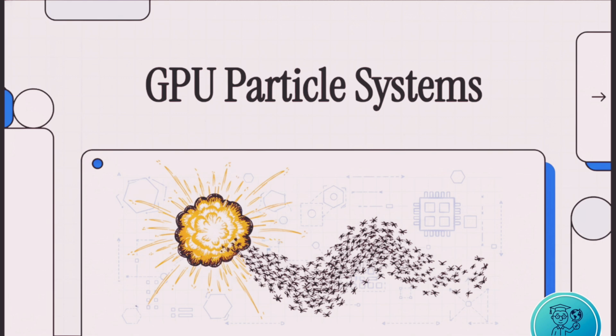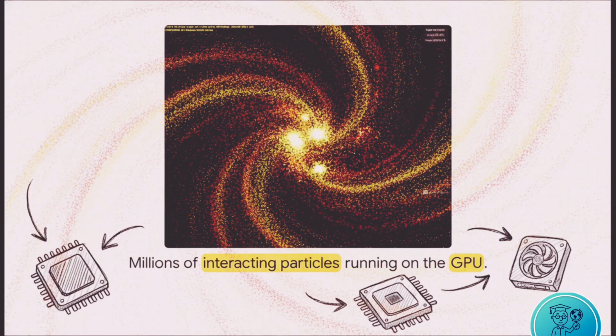Today, we're unpacking exactly how graphics hardware achieves this illusion of life. I mean, just think about the chaotic, spectacular beauty of these systems. We aren't talking about a pre-rendered video here. We're talking about millions of interacting particles running entirely on the GPU in real time.